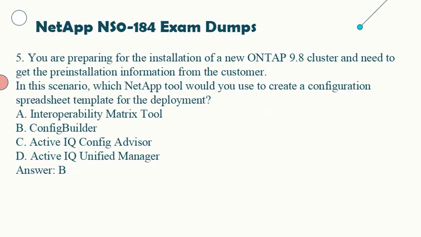5. You are preparing for the installation of a new ONTAP 9.8 cluster and need to get the pre-installation information from the customer. In this scenario, which NetApp tool would you use to create a configuration spreadsheet template for the deployment? A. Interoperability Matrix Tool. B. Config Builder. C. Active IQ Config Advisor. D. Active IQ Unified Manager. Answer: B.